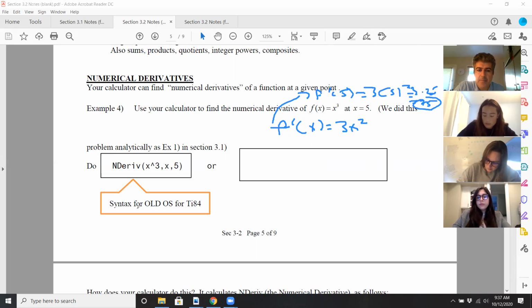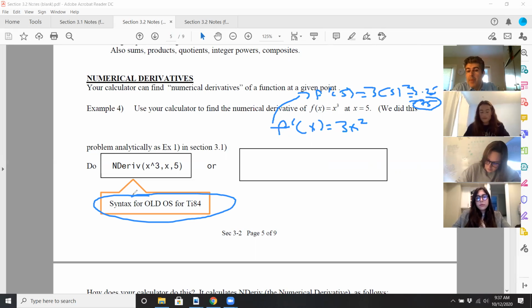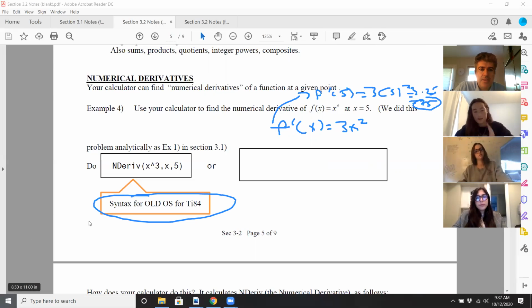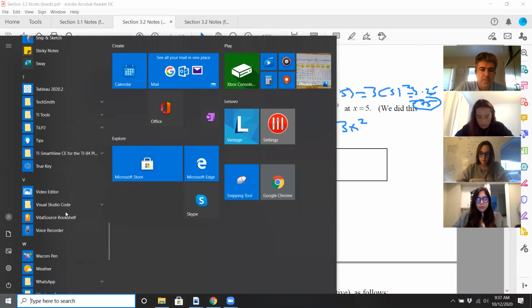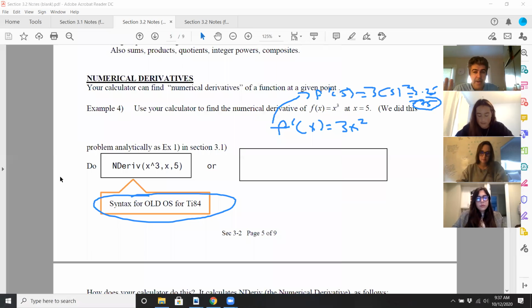This is kind of like the old school way, if you have the old operating system. I don't believe anyone does. Or you might be in a mode that uses the old operating system. Let me pull up my calculator so you can see what's happening. So I'm going to go to TI Smart View. That makes it easy for me to do it with you guys virtually. And again, if you have any questions, please ask. Please someone put it in chat. If you fall behind, get lost, please let me know, because I want to make sure you're following what I'm doing.